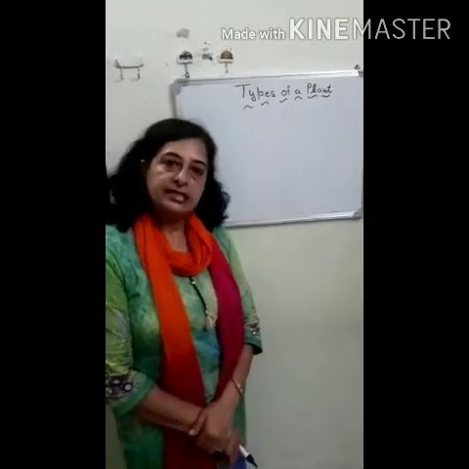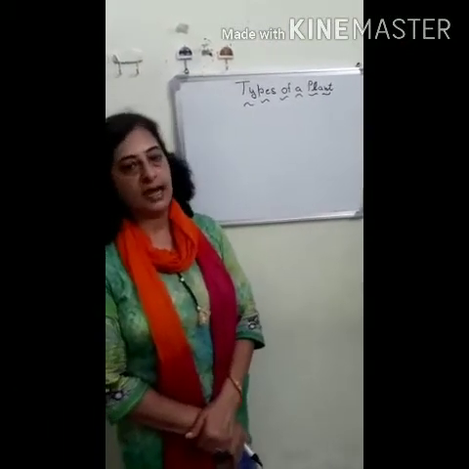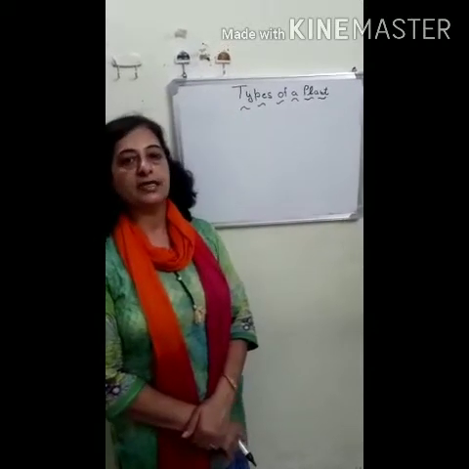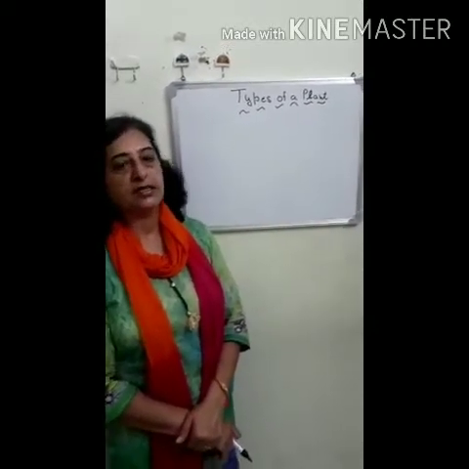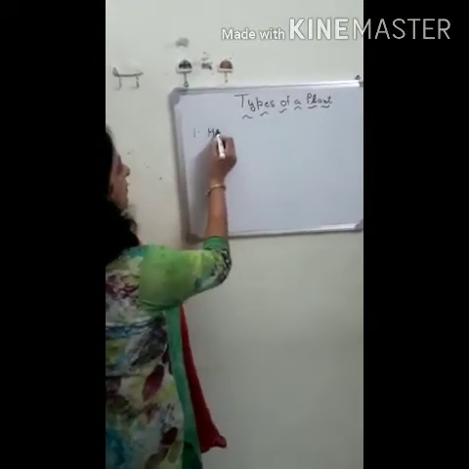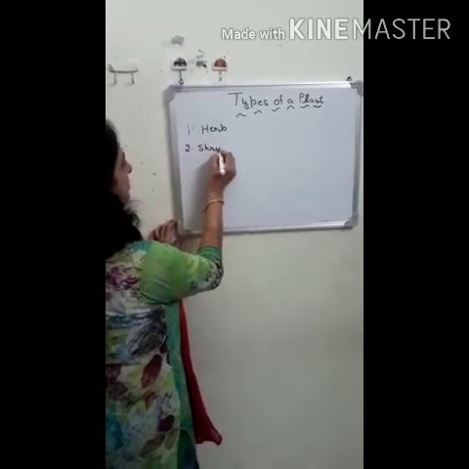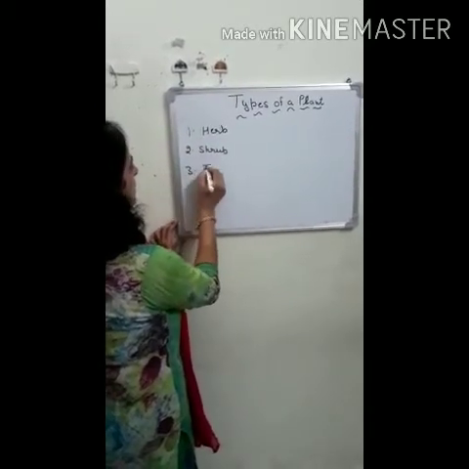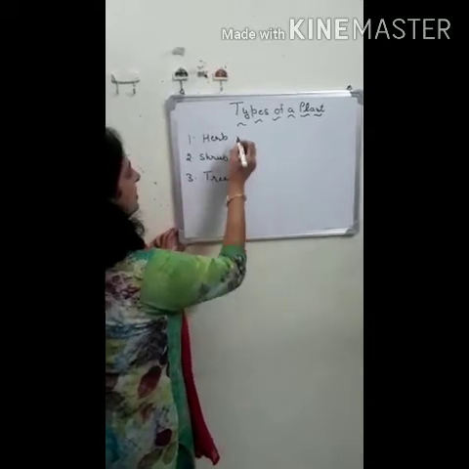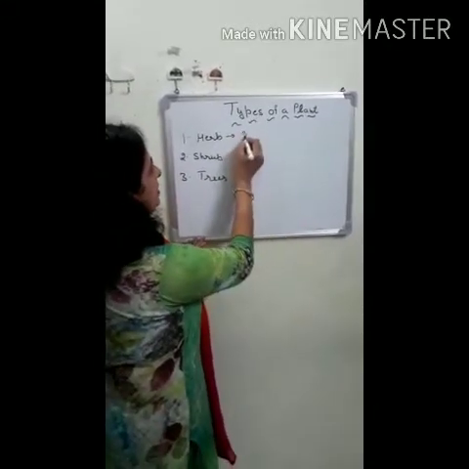Today we will discuss types of plants. Different types of plants. On the basis of size, we can categorize the plants into three categories. First, herb. Next, shrub. And next, trees.